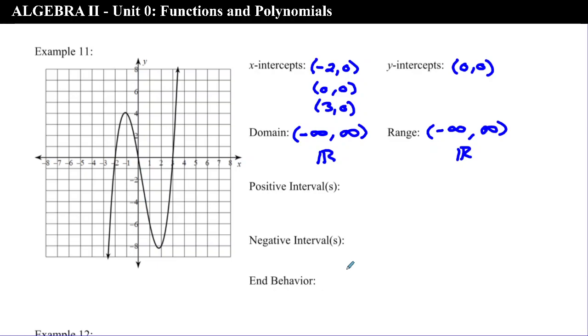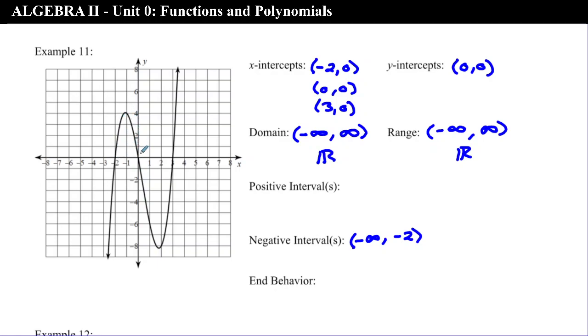Now, for positive intervals and negative intervals, let's do these hand in hand, okay? So we start on this left-hand side of the graph and we're negative, okay? So from negative infinity, we are negative. And we are negative up until we get to negative 2, okay? So when we talk about negative infinity, we're talking about it along the x-axis here. So our negative interval, we're starting from negative infinity and we're going to negative 2. When we get to negative 2, it becomes positive.